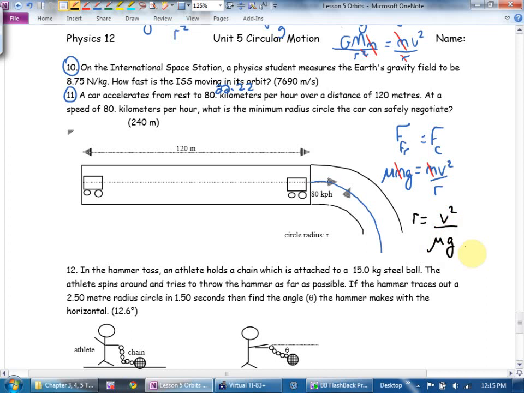Do I know V? 22.22. Do I know G? Yep. Oh, what don't I know? What information haven't I used anything of yet? That whole beginning of the track, like, why the heck did they give me that? I haven't used it yet.